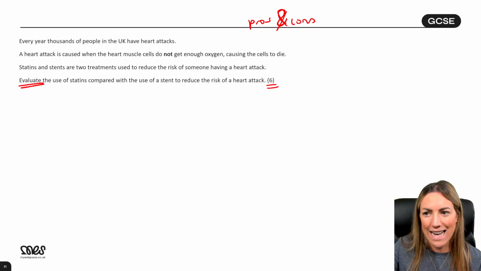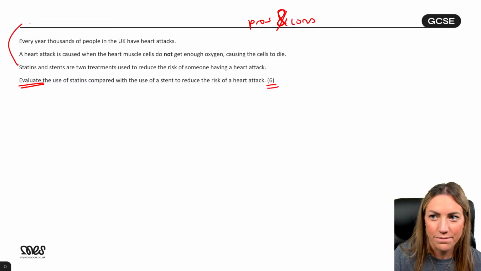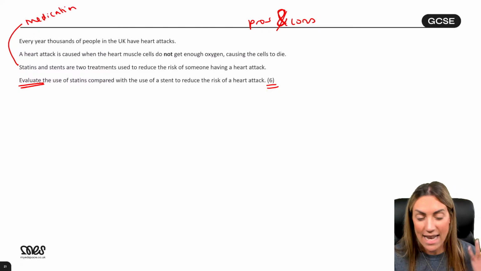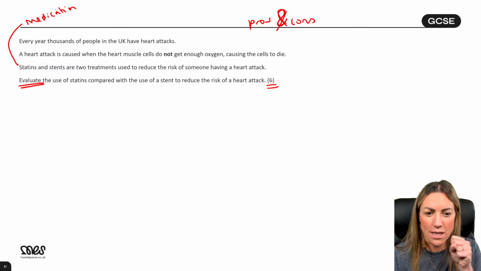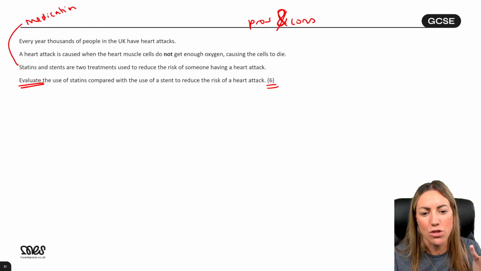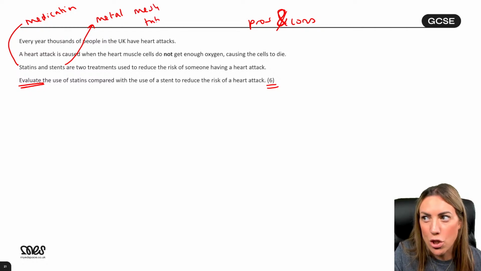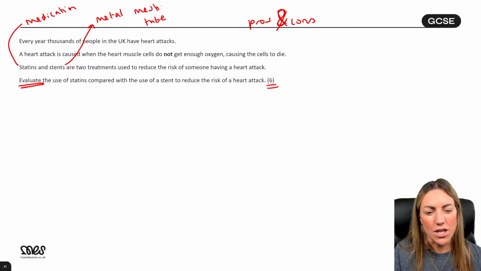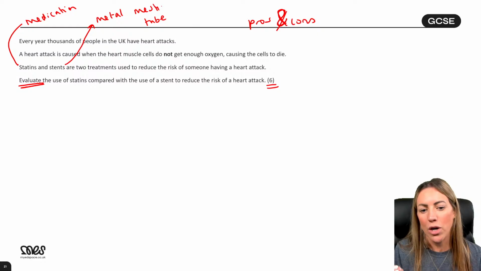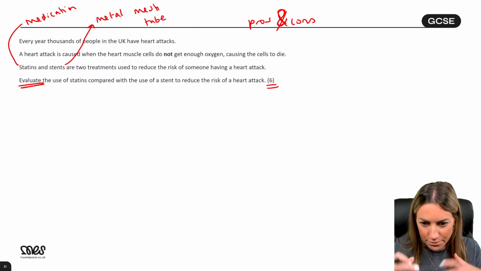Now, remember, a statin is a medication, just basic knowledge. That's a medication that you take every day to reduce the buildup of cholesterol. Well, it lowers your cholesterol, doesn't it? And it reduces the buildup of fat in your arteries. A stent is like a metal mesh tube that you actually insert into an artery to keep the artery open.